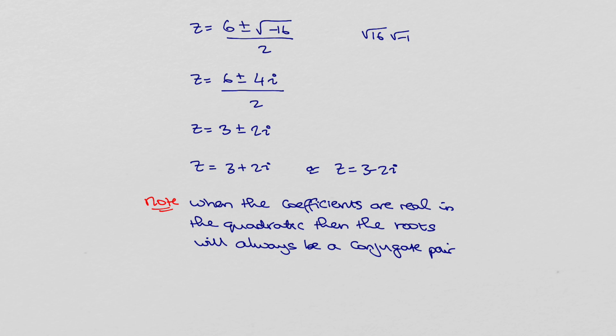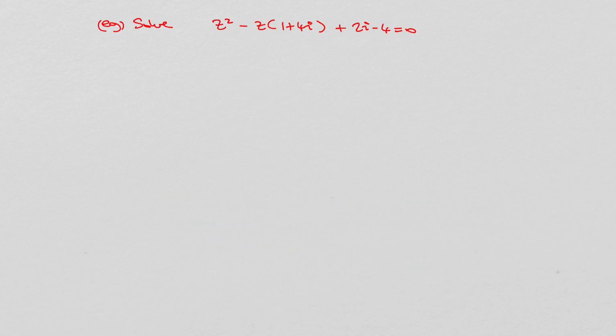So we want to make sure that we remember that, because that's going to come in useful. So this one comes up less often, where we can see that the coefficients are not real. So in other words, the coefficient of z squared is 1. The coefficient of b is minus, be careful of the minus there, 1 plus 4i. And then c is 2i minus 4. So because there's i's here, we say these are not real coefficients.